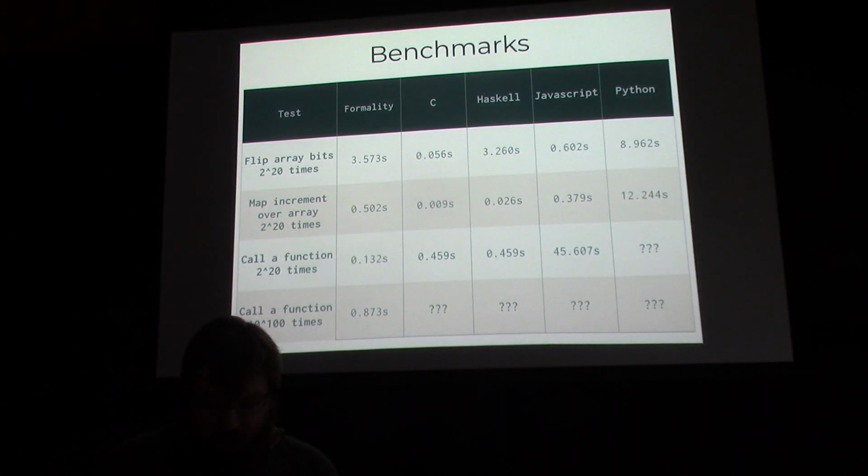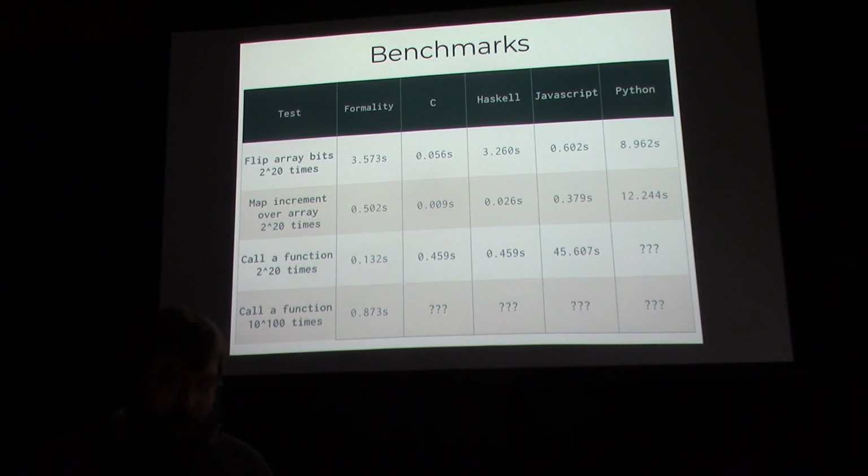Here are some benchmarks comparing Formality to other languages. It's really difficult to do the same function exactly in different languages, but we tried to do something as similar as possible. These are very naive, straightforward implementations of flipping array bits, mapping, and calling a function. In C or in Haskell there are ways to write it faster than the way we did it, and there are ways to write it faster in Formality too, but we wanted to create an even playing field.